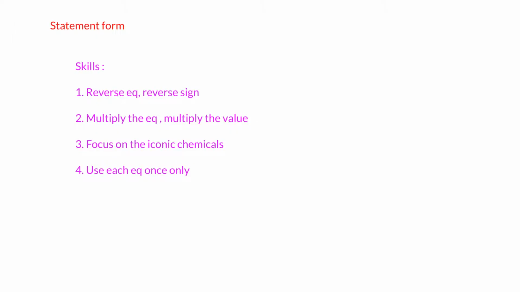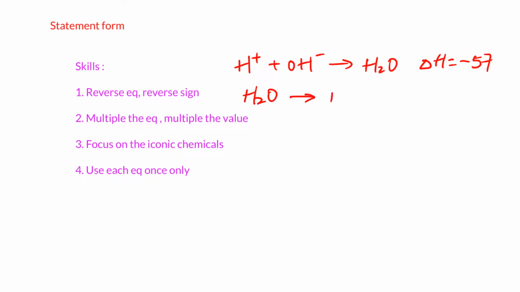For the statement form, the first skill is that sometimes we may need to reverse the equation, and when we reverse the equation, we also reverse the sign. For example, we have H plus OH minus becomes H2O. For this one, delta H equals negative 57. But if we reverse it, for example, breaking H2O down into H plus and OH minus, then delta H becomes positive 57.